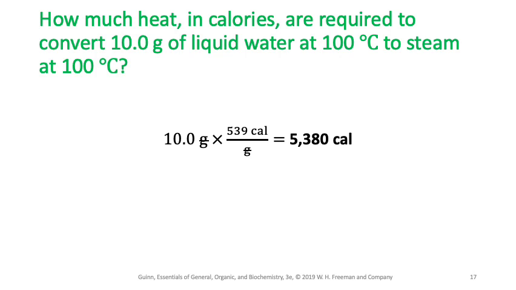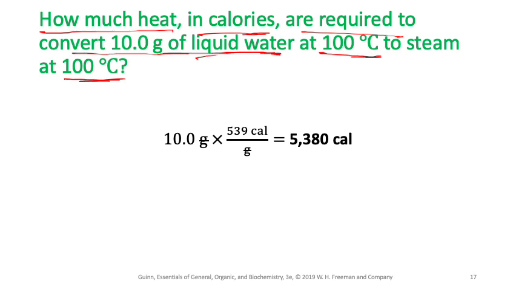So now let's try to do one more problem. It says how much heat in calories is required to convert 10 grams of liquid water at 100 degrees Celsius to steam at 100 degrees Celsius. So it says how much energy. So you're going from liquid to steam. What is steam? It is a gas, right? So you're going from liquid to gas. So it's saying how much energy you need to provide to that 10 grams of liquid before it converts into a steam.